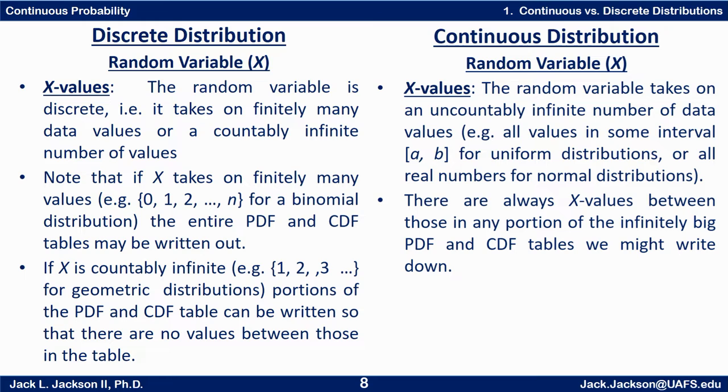Now in contrast, in a continuous distribution, the random variable X takes on an uncountably infinite number of data values. For example, it might be all the data values in some interval, say from A to B. Uniform distributions do that. Or it might be only for the positive numbers. Chi-square and F distributions do that. Or it might be for all real numbers, like normal and T distributions.